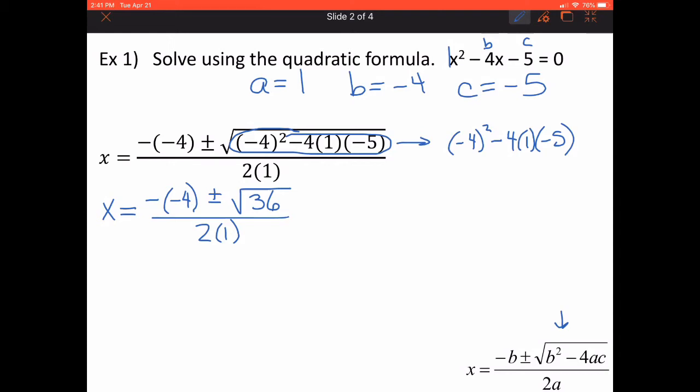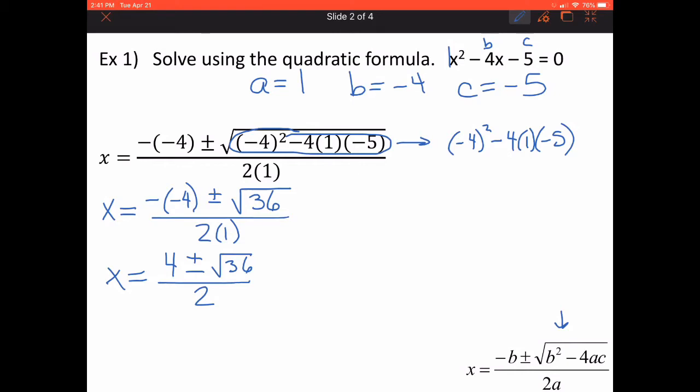Alright, in my next step, I'm going to take care of everything that wasn't under the square root. So I've got these extra parentheses I need to get rid of. So x equals, so we have negative of negative 4. So what is a negative negative 4? Well, that becomes positive 4. So now I'm getting rid of those parentheses. Plus or minus the square root of 36 all over, and then there's my next set of parentheses that I want to get rid of. So 2 times 1 is 2. Okay, so my first step, I got rid of what was under the square root. I figured out what all that was. In the second step, I got rid of all the parentheses outside.